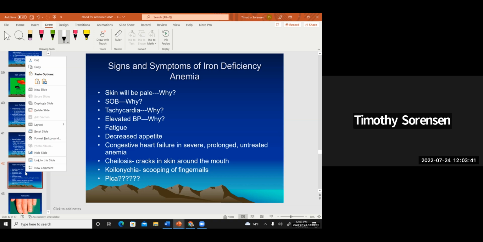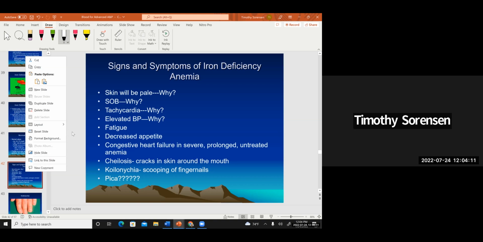Fatigue completely makes sense, right? Decreased appetite. The reason for the decreased appetite is because of the increase in sympathetic drive. And if the anemia is severe enough, you're not going to be eating because you're trying to maintain blood flow and oxygenation to the very important parts of your body. Now, that can also lead to heart failure in really, really, really severe cases. And then they get cheilosis. That's the cracking around their mouth.